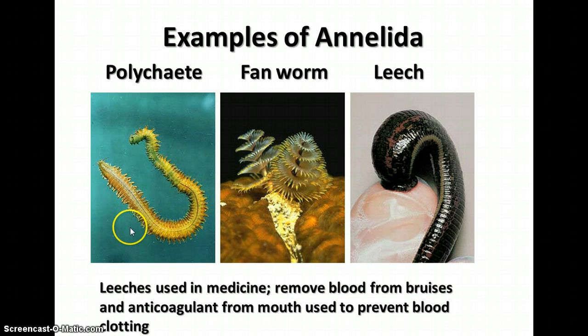Here we have a polychaete, which is a marine annelid, and a fanworm, which is another type of marine annelid, and here is a leech. Now, leeches are kind of disgusting. We see them sometimes in movies when somebody dives in the water and comes out with leeches all attached to them. But they're also pretty useful in medicine.